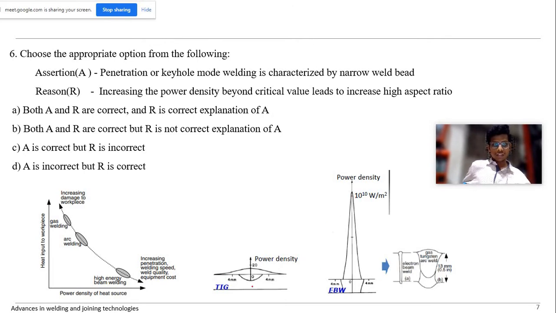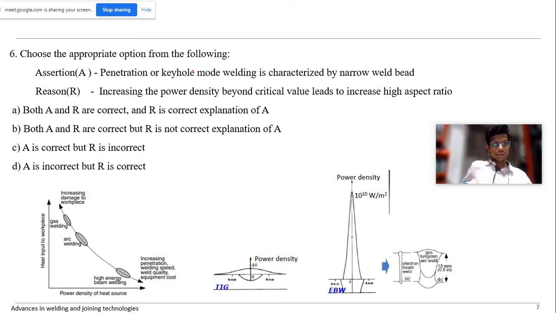Generally in TIG it is around 10 to the power 6 watt per meter square, something in that range. But in electron beam welding it is in the 10 power 10 range. So penetration is less here, but in electron beam we'll get deeper penetration. You can see in this figure, right? This is the bead which we got. But in laser gas junction welding, the bead is somewhat different. I think I made it clear.